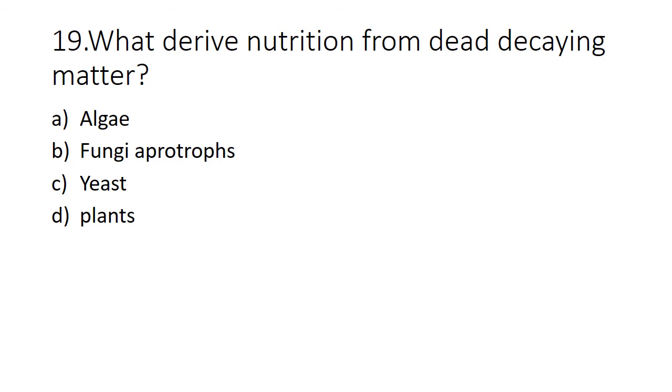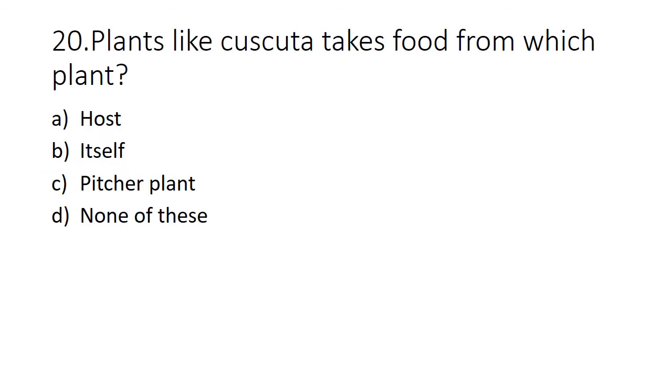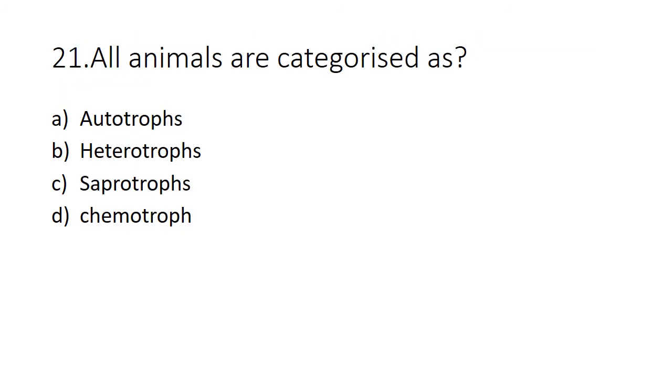So this is very easy. So the correct answer is option B, fungi saprotrophs. And fungi is a type of saprotroph. So now we will move on to the next question. Plants like Cuscuta take food from which plant? A. Host, B. Itself, C. Pitcher plant, or D. None of these. This also I have explained. So the correct answer is option A, host.